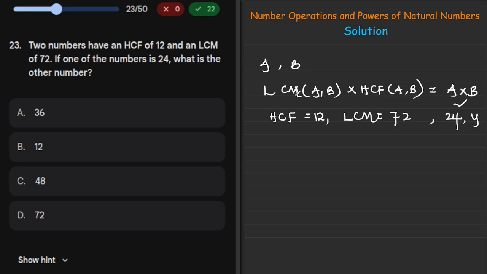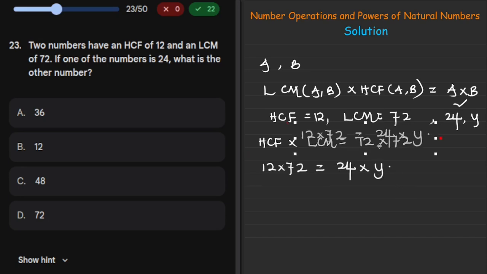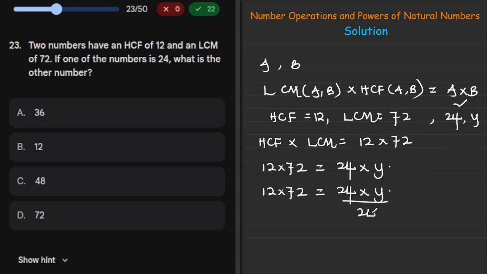Now, using this formula I have stated here, the highest common factor times the lowest common multiple will be equal to 12 times 72. So we are saying 12 times 72, which is the product of the highest common factor and the lowest common multiple, is going to be equal to 24 times y. At this point, it's all about making y the subject. How do we make y the subject? We divide both sides by 24.